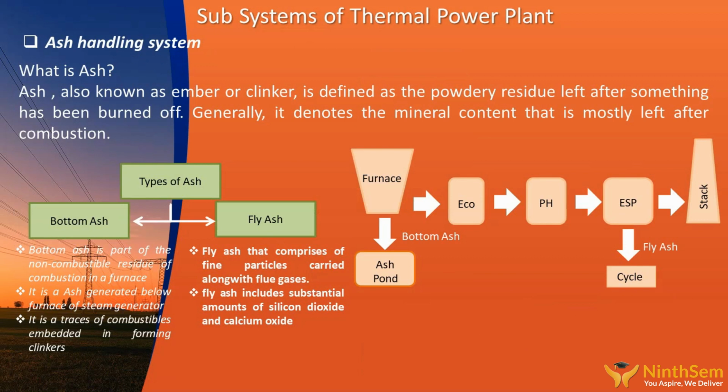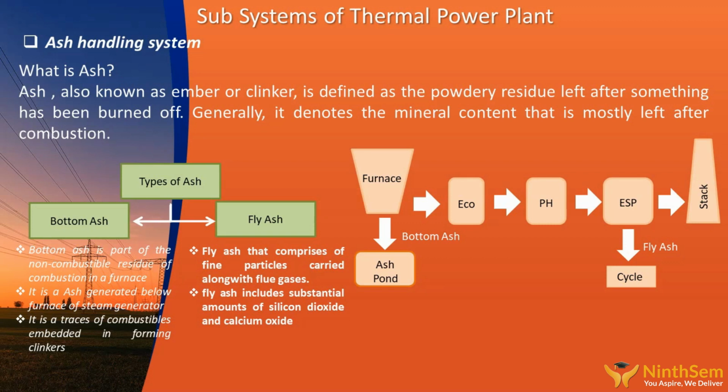Coming to the ash handling system: once the coal is burned, we get heat energy, which we utilize for converting water into steam to drive the turbine. At the same time, we get some ashes. So what is ash? Ash, also known as ember or clinker, is defined as the powdery residue left after something has been burned off. Generally, it denotes the mineral content that is mostly left after combustion.